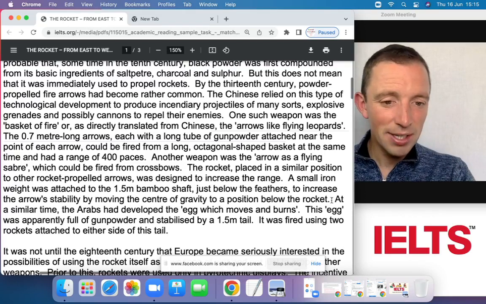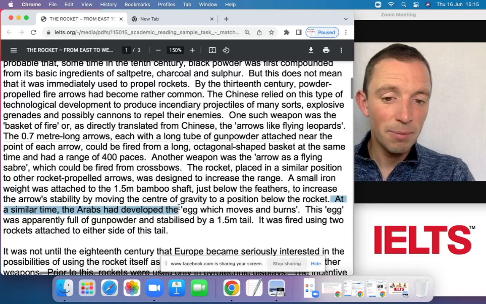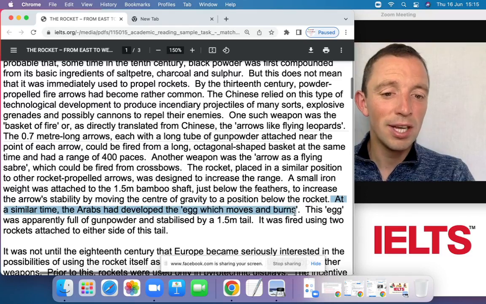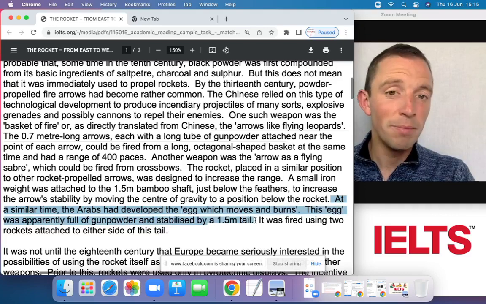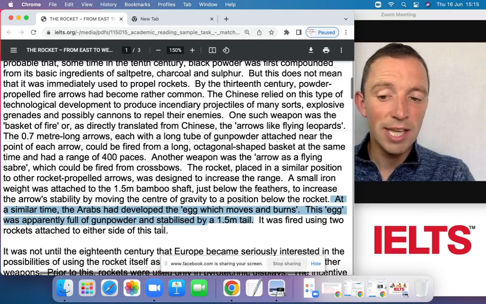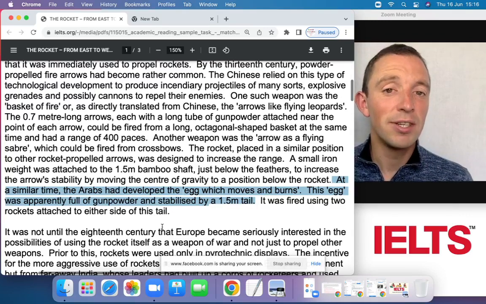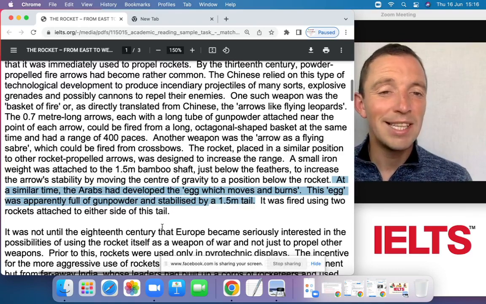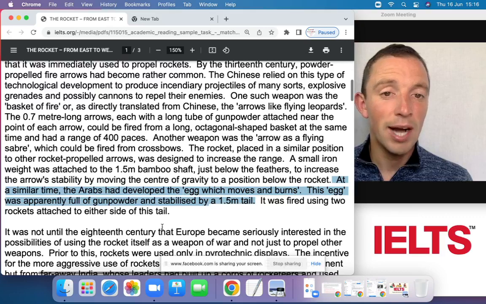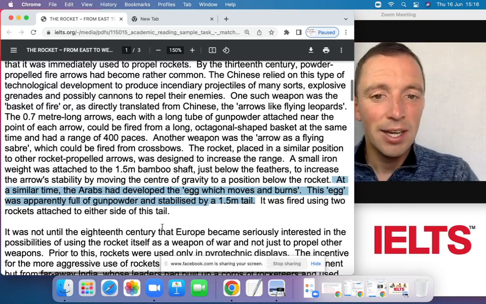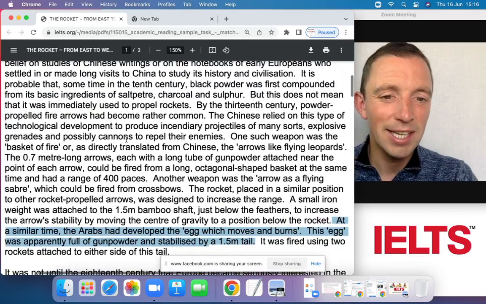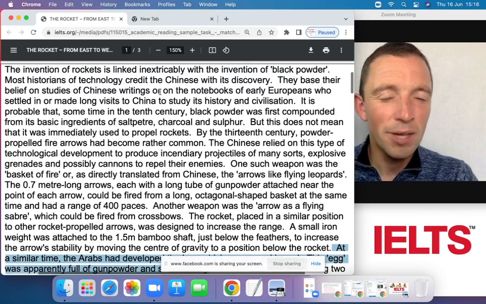So at the similar time, the Arabs had developed the egg which moves and burns. This egg was apparently full of gunpowder and stabilized by a tail. It was fired using 2 rockets attached to either side. So this is the first mention of a group. So is it the Arabs who created the weapon? I'm not sure. So let's go back to the start again, because I'm not clear.